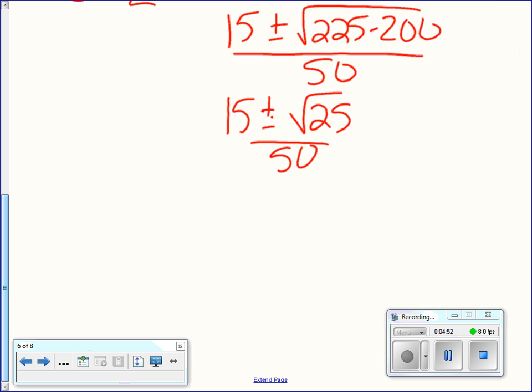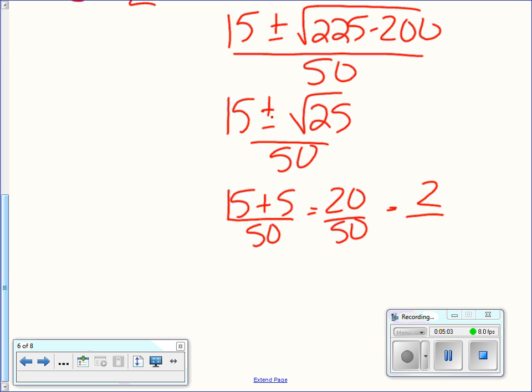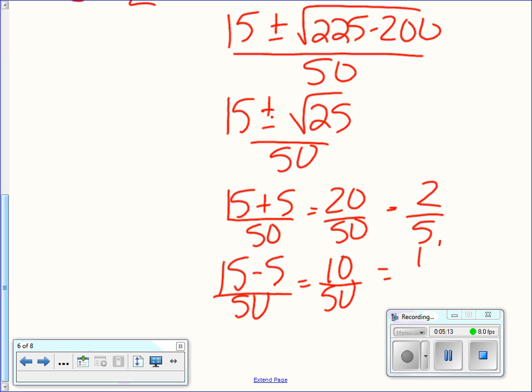So if we break that into two equations, we get 15 plus 5 over 50, which is 20 over 50, which simplifies to 2/5. And then we get 15 minus 5 over 50, which is 10 over 50, which simplifies to 1/5. So my solutions are 1/5 and 2/5.